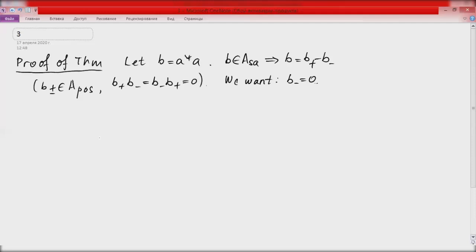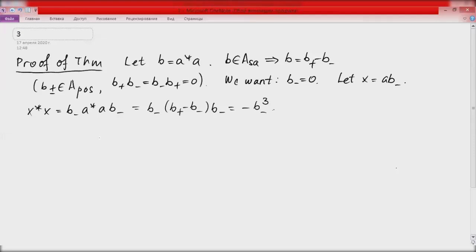To prove this, let X denote the product of A and B minus. So we are going to apply lemma 2 to this element X. So what can I say about X star X? X star X is B minus A star A B minus. And since A star A is B, this is B minus multiplied by B, multiplied by B minus, and B is B plus minus B minus. Okay, now the product of B minus and B plus is 0, so this is minus B minus cubed. And this equality implies that the element minus X star X is positive.